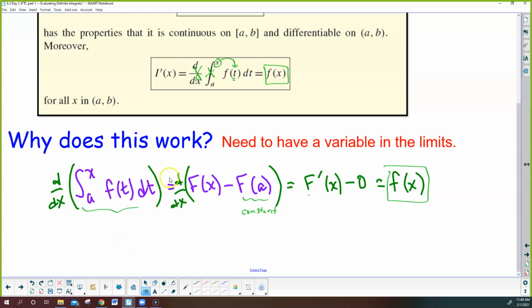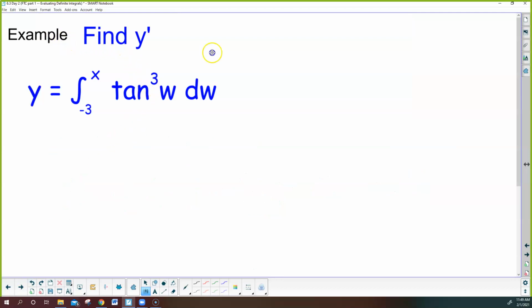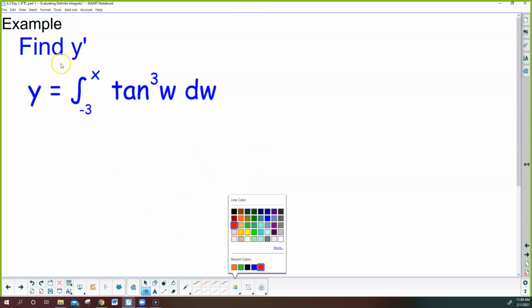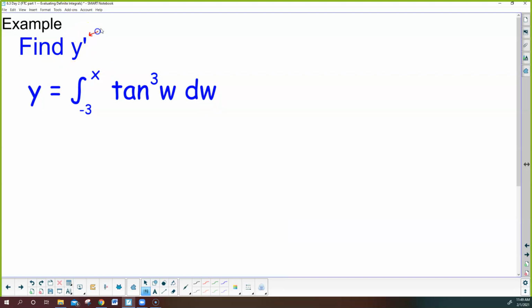Now, you might not feel comfortable with this because it's pretty mathy right now. Let's look at this example. Okay, I'm going to do 2 ways to do this problem. Let's do the easy way first. I'll have you write this, and then we're going to find y prime. Remember, that's the same as dy dx.